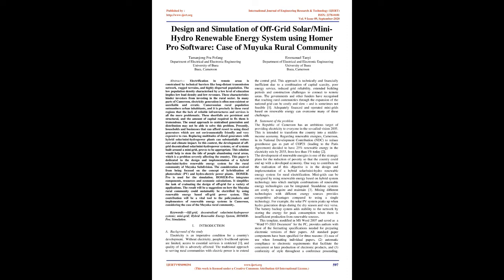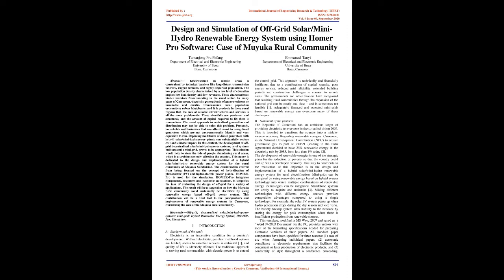This solution would help to stem the tide of people abandoning rural areas, which is a problem severely affecting the country. This paper is dedicated to the design and implementation of a hybrid solar/mini-hydro renewable energy system for the rural community of Muyuka subdivision. The consideration evolved from being focused on the concept of hybridization of photovoltaic (PV) and hydroelectric power plants.